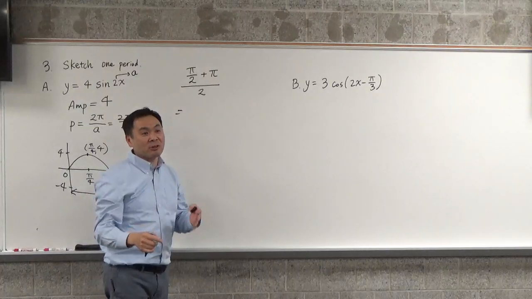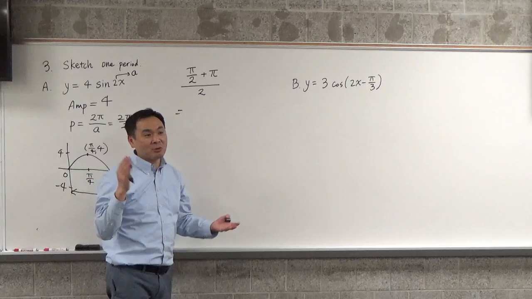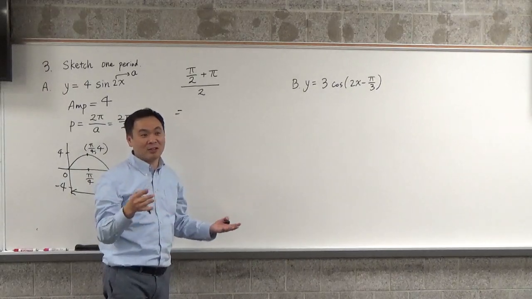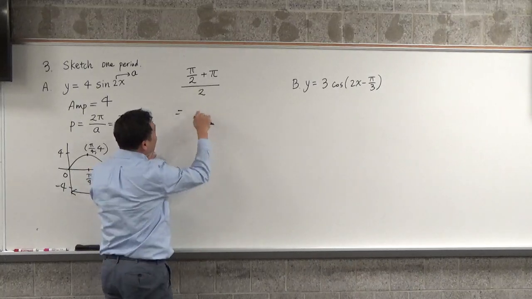Just like if your exam 1 was 70, exam 2 was 90, what's the average? 70 plus 90 and you divide by 2, that's 80. Right? That's the midpoint between 70 and 90. So that's what we're doing.